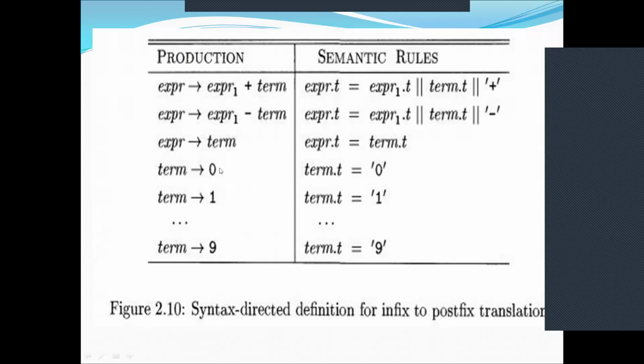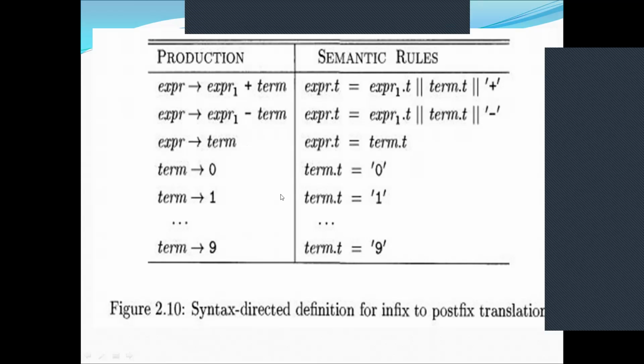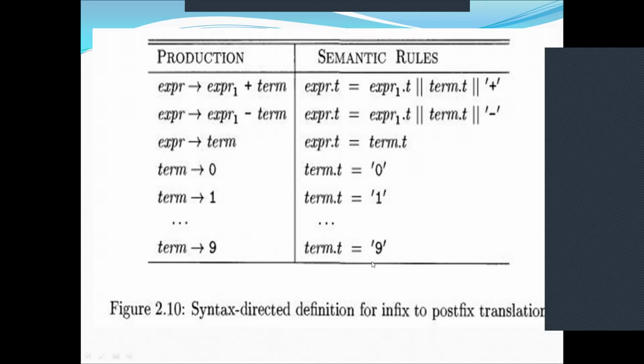Now you will see that this table will come later. Just having the rules, we'll see the production. Earlier the initial production was expression, which is nothing but expression 1 plus term. Then expression is expression 1 minus term. Then expression is term, and term will be any value 0 to 9. The semantic rule associated with this: the postfix notation of every digit from 0 to 9 will be as it is, 0 to 9.